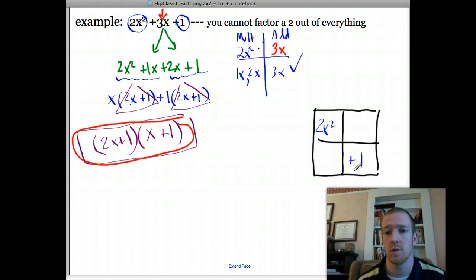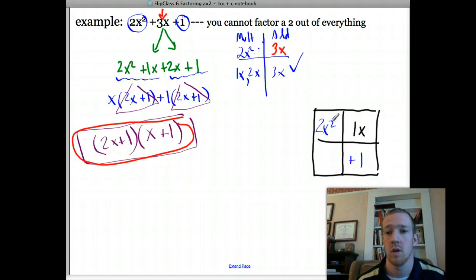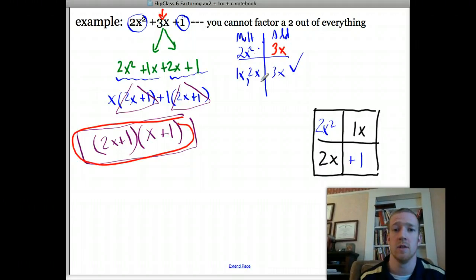Write 1 or plus 1, whichever you like to do better. And then we're going to take these. So I'm going to write the 1x in either spot. I'm going to put it here, and I'll put the 2x here. The key is knowing how to split the 3x into these two pieces.